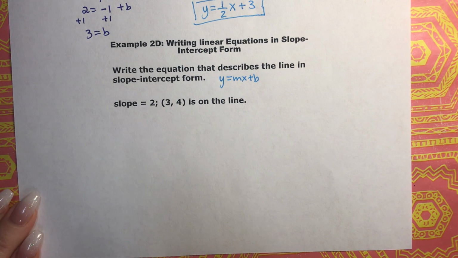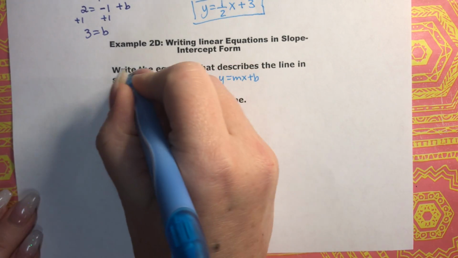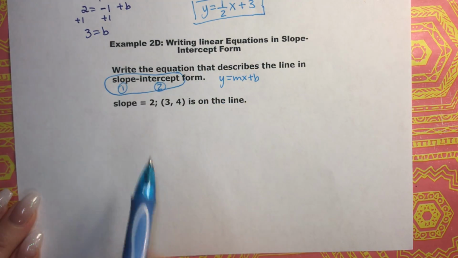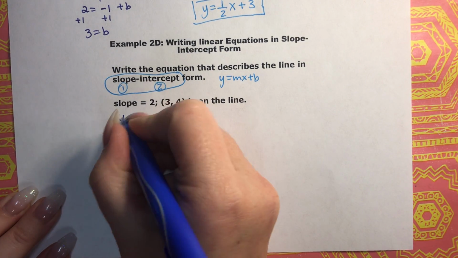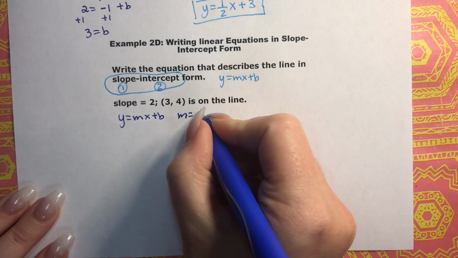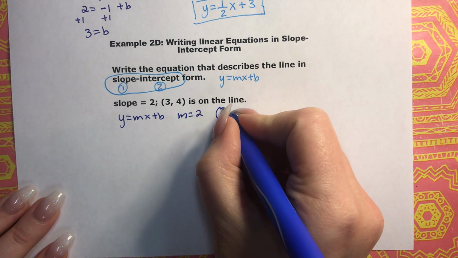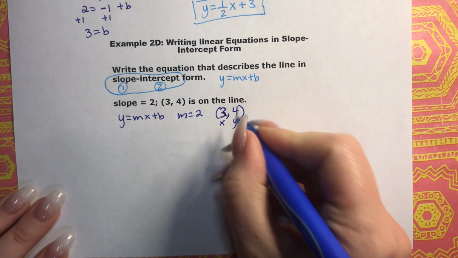Because remember, slope-intercept, you need 2 things. You need a slope and you need an intercept for slope-intercept form. And so we have a slope, which is great, but we don't have the y-intercept. So we're going to have to use our algebra skills and figure out what that is. So I'm going to go ahead and write that slope-intercept form here, y equals mx plus b. I'm going to say my slope is equal to 2, and then I'm using the point 3, 4, and this is going to be my x, and that's my y.